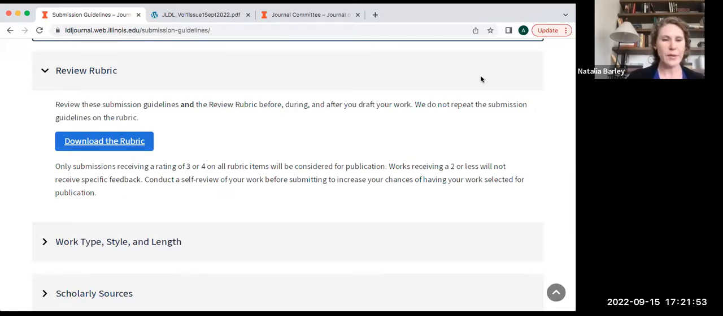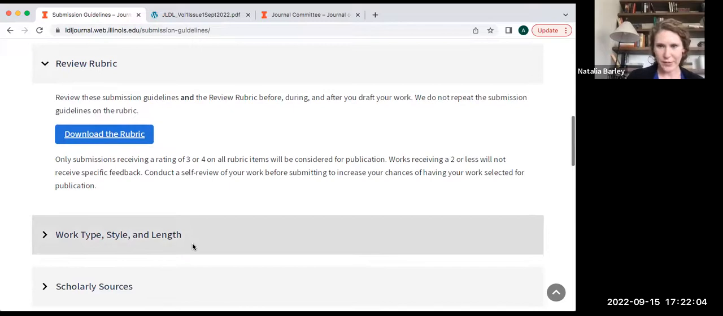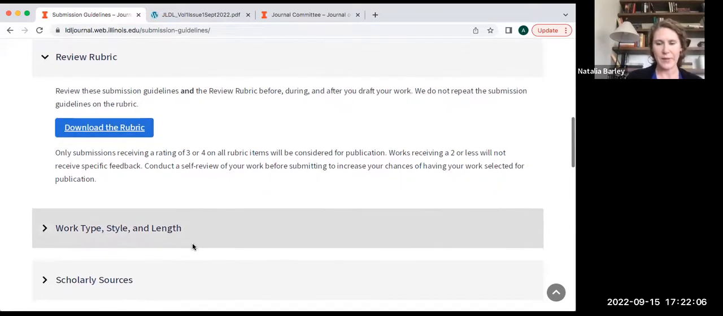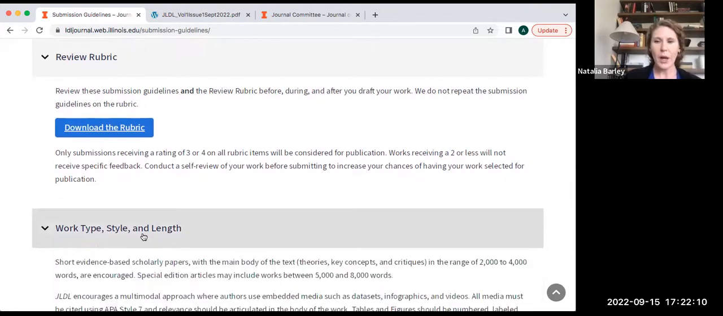So we do ask you to submit your manuscript in Scholar, of course, and also attach your manuscript in Word format as well. But there's no other difference, no extra work required there. So that's one thing that may be different from other journals.